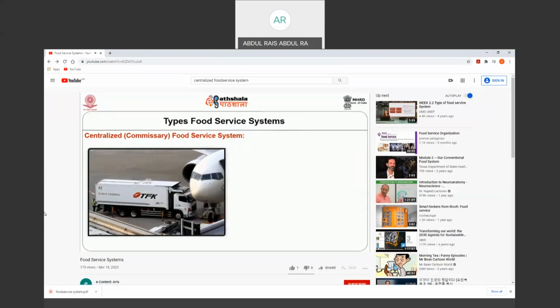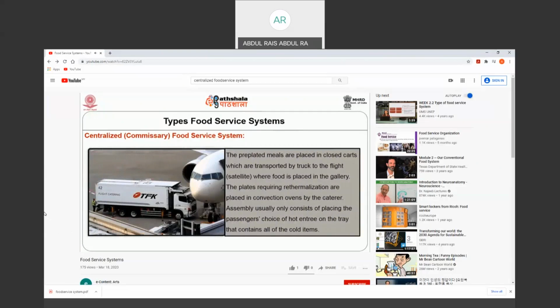The pre-plated meals are placed in closed carts which are transported by truck to the flight where food is placed in the galley. The plates requiring rethermalization are placed in the convection ovens by the caterer. Assembly usually consists of placing the passenger's choice of hot entree on the tray that contains all of the cold items.